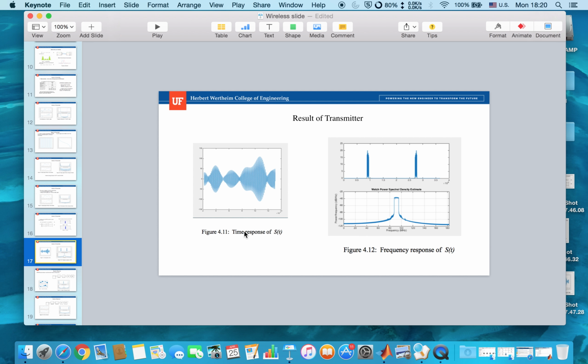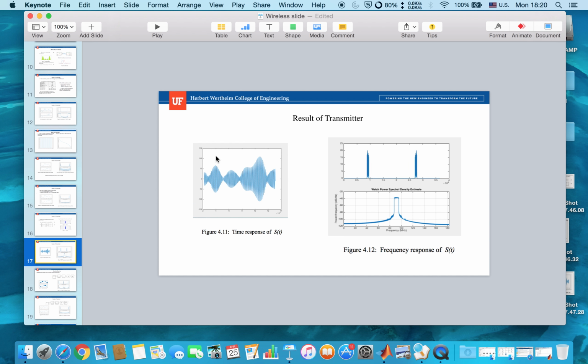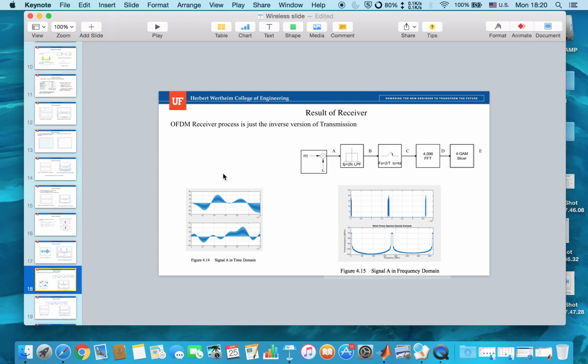Then this is the time response of s(t). The equation of s(t) looks like this. And this is the frequency response of s(t). It looks like this. And then we go to the receiver part.